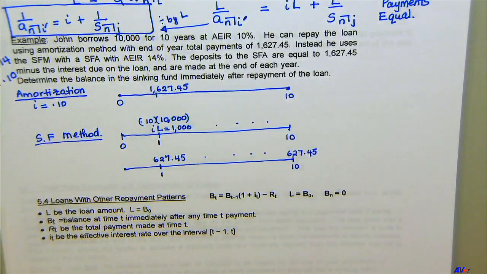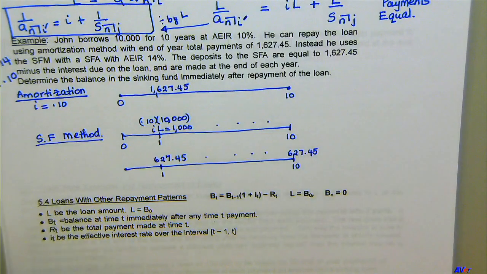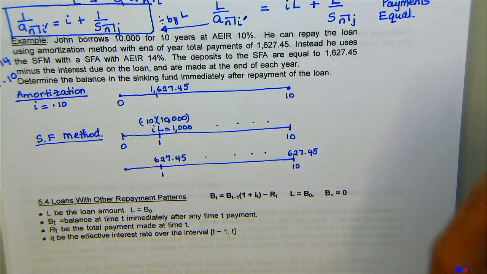And they want to know what is the sinking fund balance after repayment of the loan. So I want to make you understand that these sinking fund problems, each one of them is different. They come with variations. Sometimes you're trying to accumulate the loan balance in your sinking fund, and sometimes that's not the case. Like in this problem, they're telling you the fixed payment for amortization is 1627.45.